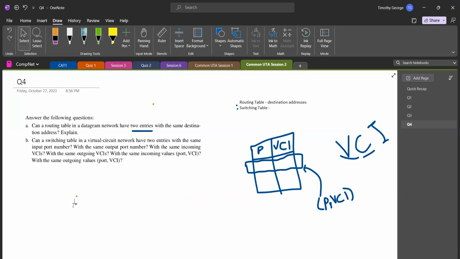Let me write it clearly. So our answer for the A part is no. Okay, B. Can a switching table in a VC network have two entries with the same input port number? We discussed this. We have a port number here, a port number here, and VCIs here. What should be unique is the combination of port and VCI. So that's simply a no.